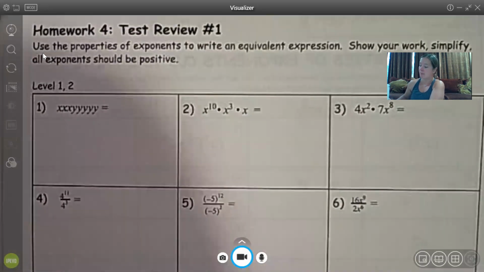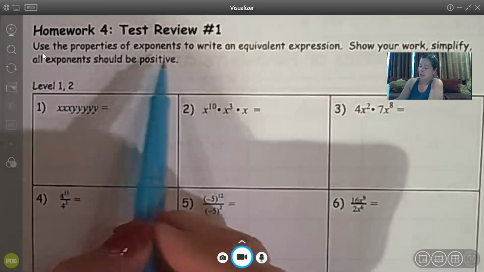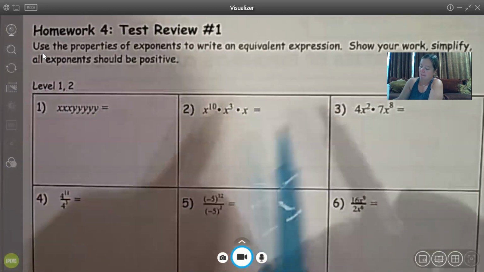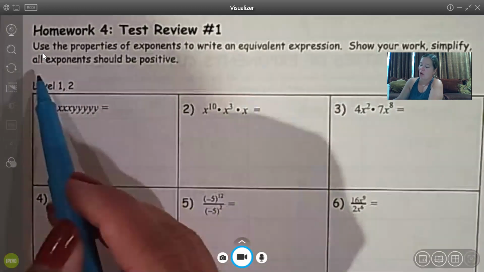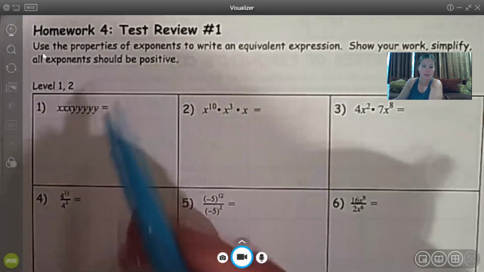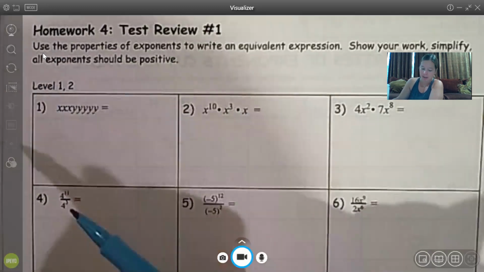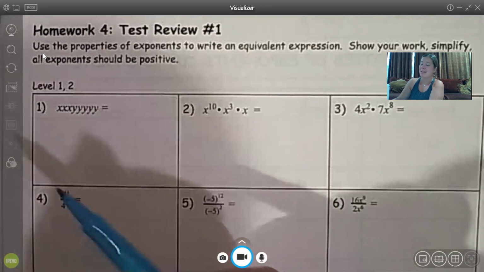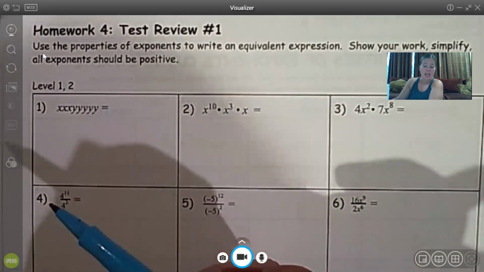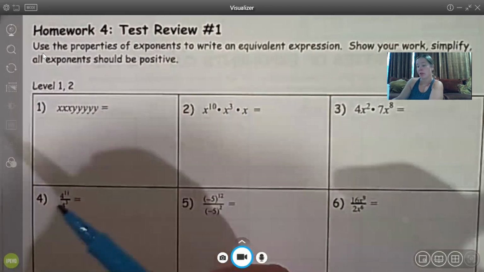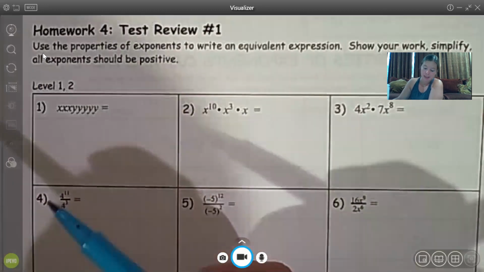So let's get started. Use the properties of exponents to write an equivalent expression. Show your work, simplify, all exponents should be positive. This is exactly what the test is going to look like, and we want you to have a lot of exposure so that you guys are prepared and do well on it.